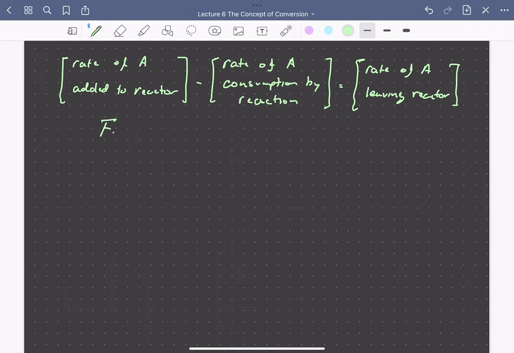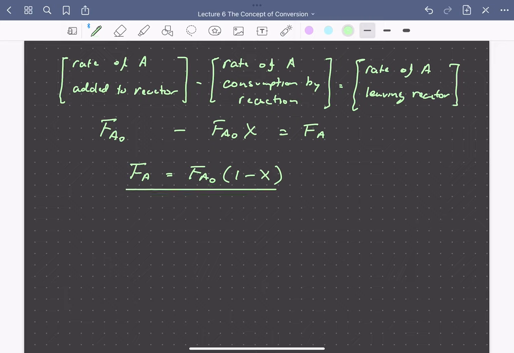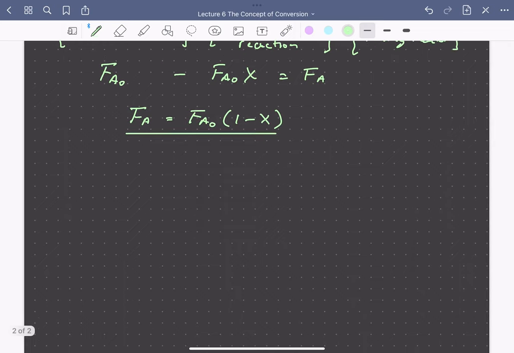Okay, so the first term here, in terms of variables that appear in our mole balance, is just the inlet molar flow rate of A, so FA0. Our rate of consumption by reaction, we can write as how many moles of A we feed per time times the conversion, which is how many moles of A react per mole of A fed. So this term we can write as FA0 times X, and the rate of A leaving the reactor is just the outlet molar flow rate FA. Okay, so now we can write our molar flow rate of A in terms of the inlet molar flow rate and the conversion. So this is an expression that now we can put into our mole balances for the flow reactors, the CSTR and the plug flow reactor, to get mole balances all in terms of conversion.